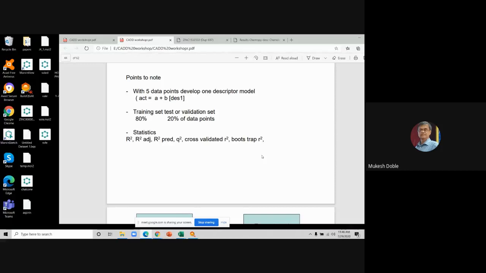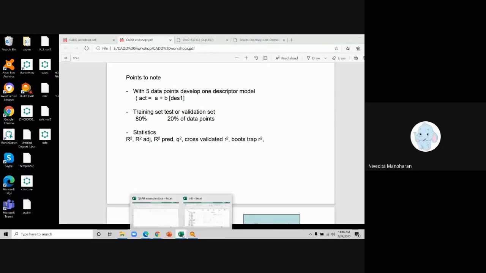Because sometimes fitting may be very good, prediction may be very bad. Then that model is not good. So that is why it is called validation set, validation data points. And then there are a lot of statistics also there. So this training and validation is extremely important when we consider QSAR.